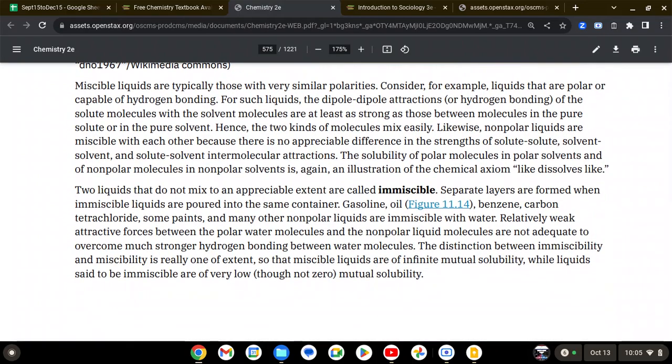Miscible liquids are typically those with very similar polarities. Consider, for example, liquids that are polar or capable of hydrogen bonding.